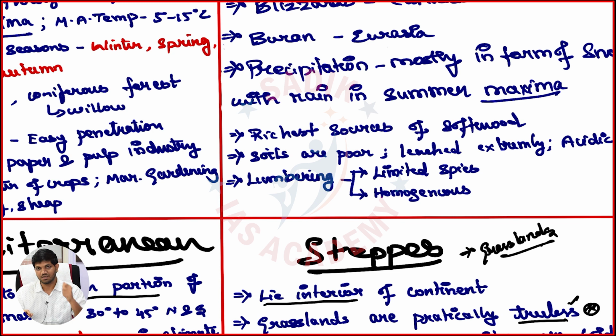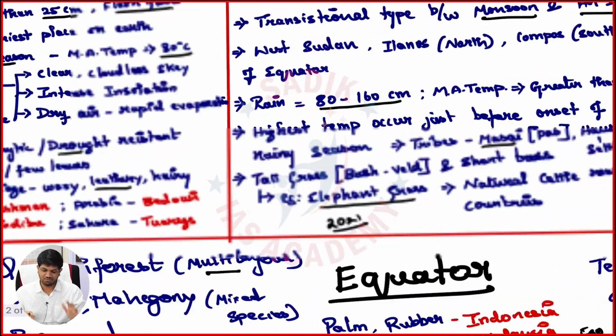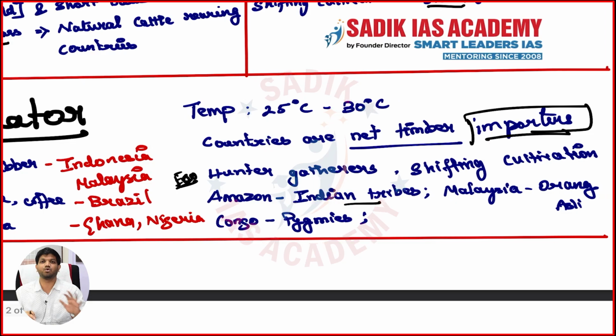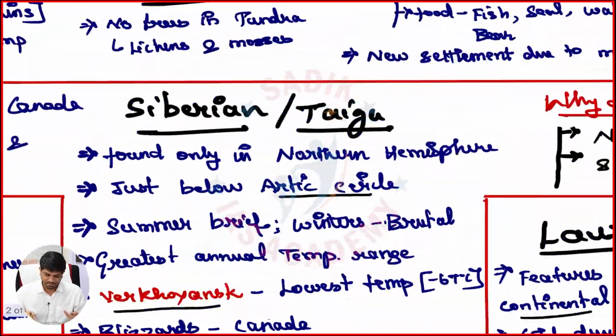Because of these reasons, they are net exporters. And because of the same reason, the equator region is the net importer, okay.